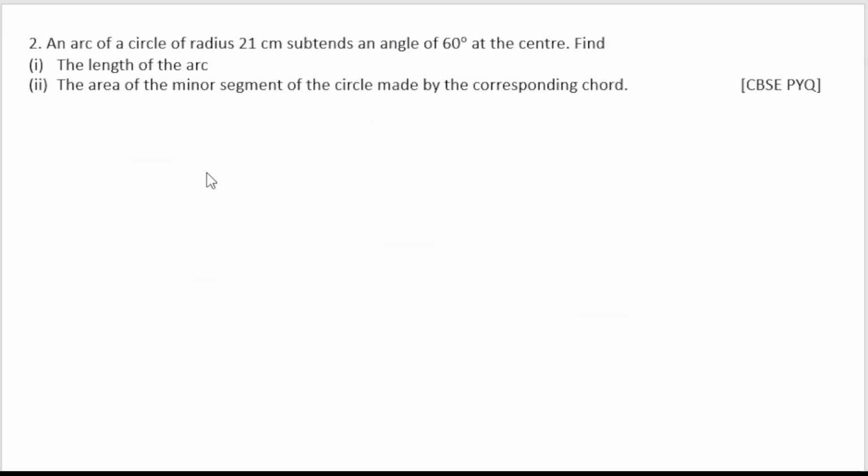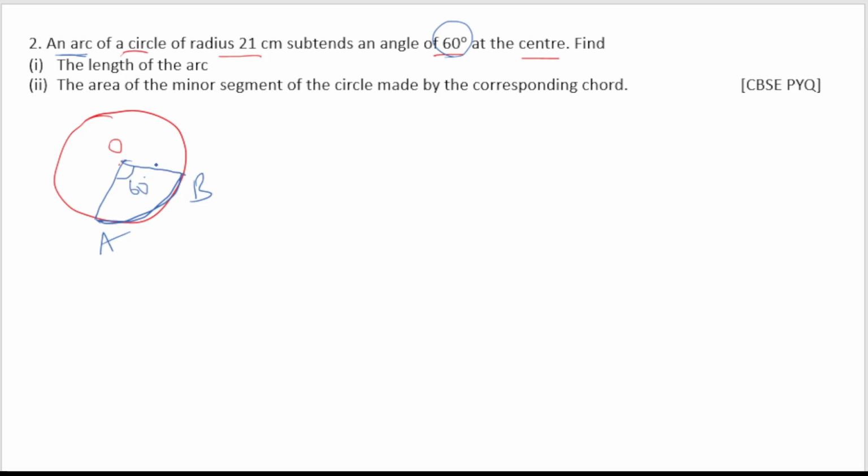Okay. Next question. An arc of a circle of radius 21 centimeters subtends an angle of 60 degrees at the center. Okay, we will take a circle. This is the center. Here the arc subtends an angle of 60 degrees. We will take the arc AB. This is the arc AB. This will make 60 degrees with the center. This is 60 degrees. Here OB is radius and OA is radius. Radius is 21 centimeters. We have to find the length of the arc AB.